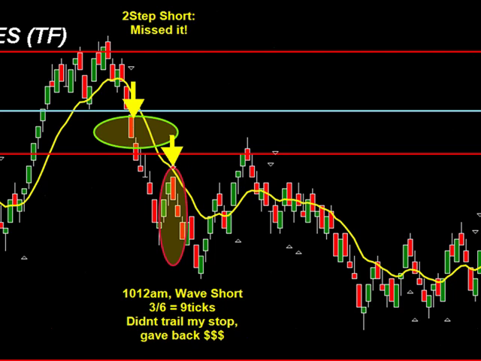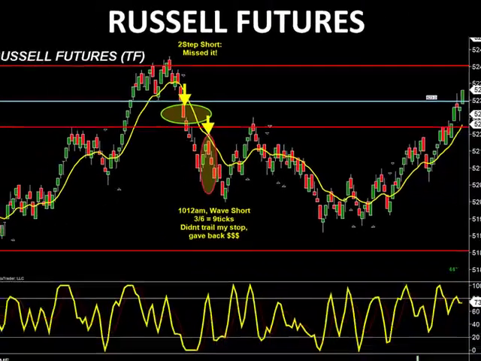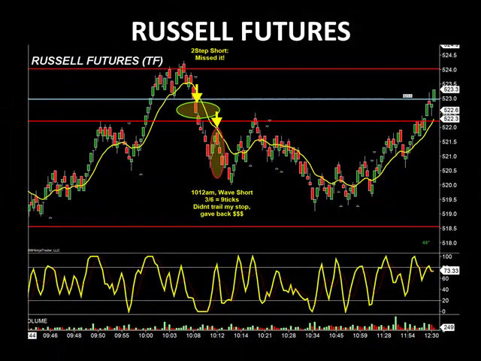And the small mistake that I made ended up costing me about 7-8 ticks. That's about 70-80 bucks on a 3 contract account. So I didn't trail my stop, gave back a little bit of that money, gave back about 7 ticks there. This could have been a 15-16 tick winner. A little bit of a mental mistake there at almost 15 minutes past the hour. But as you guys can see, still a winning result.